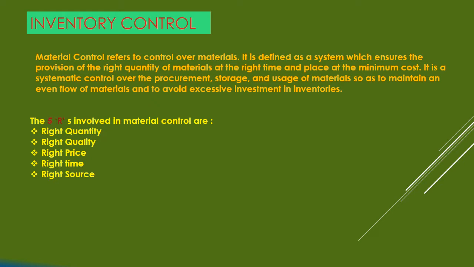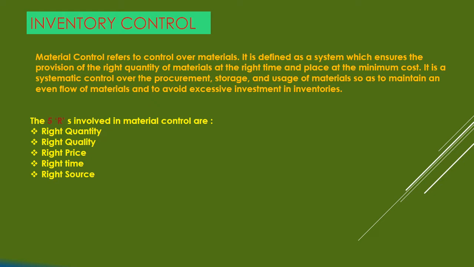It is a systematic control over the procurement, storage, and usage of materials so as to maintain an even flow of materials and to avoid excessive investment in inventories. And also we should look into this. We should not stock unnecessarily. Then our capital will be stocked in this. So that also is to be avoided. But we should get the materials in right time and place at the minimum cost.